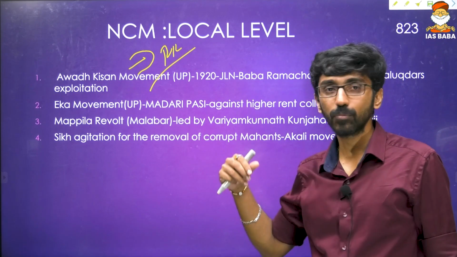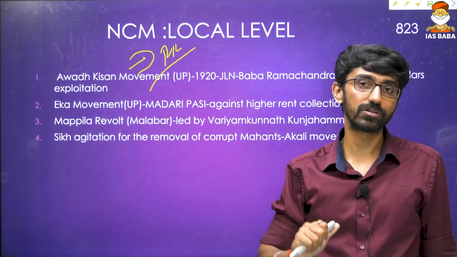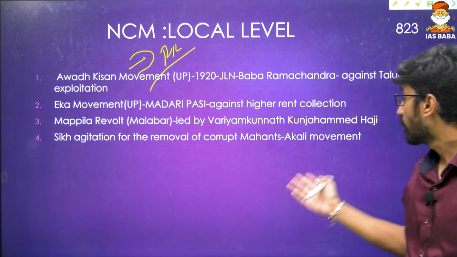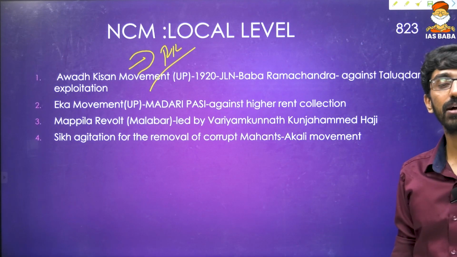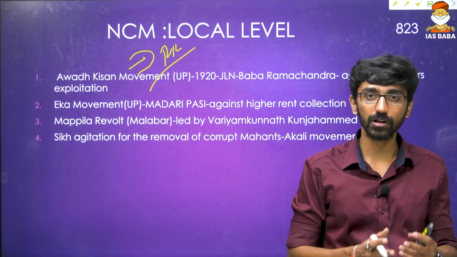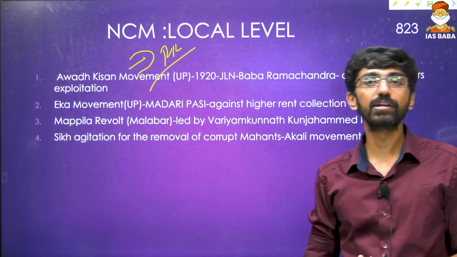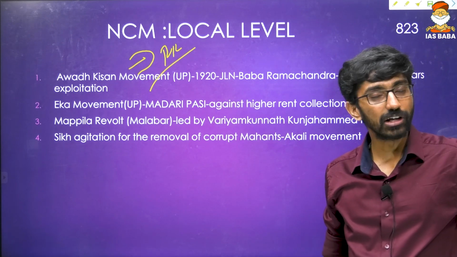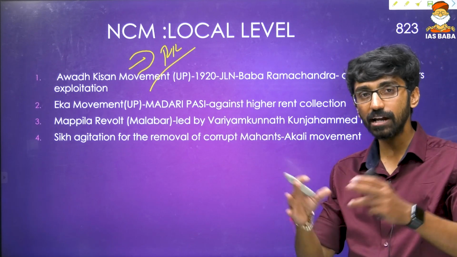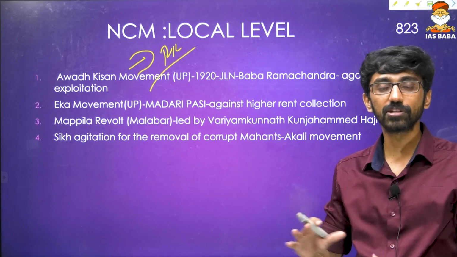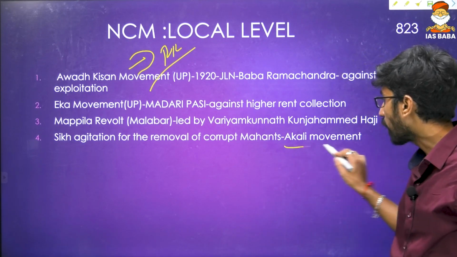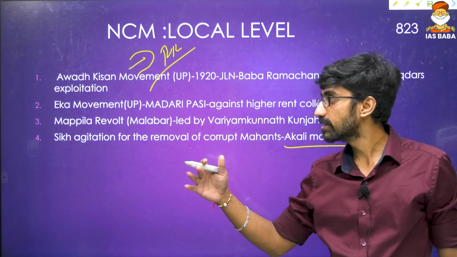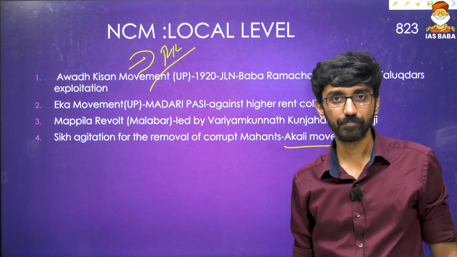and that was made a communal issue because Muslim peasants were fighting against Hindu landlords. That was used by the Britishers to pit one community against the other, and it was led by Kunhammad Haji. Then the Sikh agitation against the removal of the corrupt mahants of the Gurudwara committees, because the Gurudwara committees had British interference and because of that had become corrupt, and most of the members of that committee were supporting the Britishers. That led to what is called the Akali movement, to remove these corrupt mahants from the committee. But all these things involved anti-British overtones.